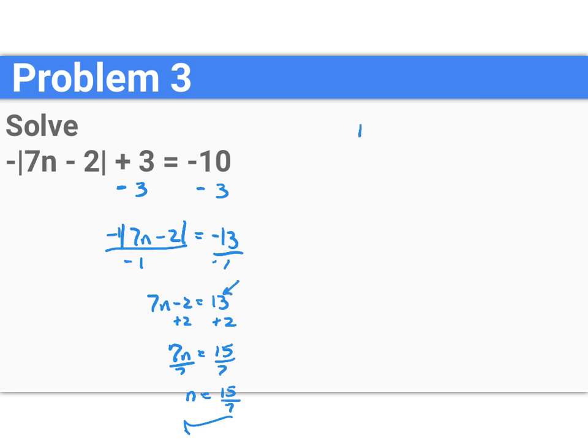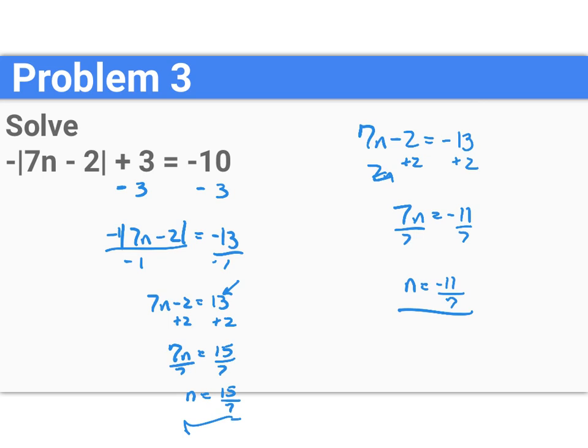We need its opposite. 7n minus 2 will equal negative 13. So for 7n, we've got to add 2 to both sides. 7n will be negative 11, divided by 7, n will be negative 11 over 7. We stick that one in. So we're left with negative 11 minus 2, which is negative 13. The absolute value of negative 13 is positive 13. Multiplied by negative 1 becomes negative 13 again. Plus 3 is negative 10. All right, so both of these work.